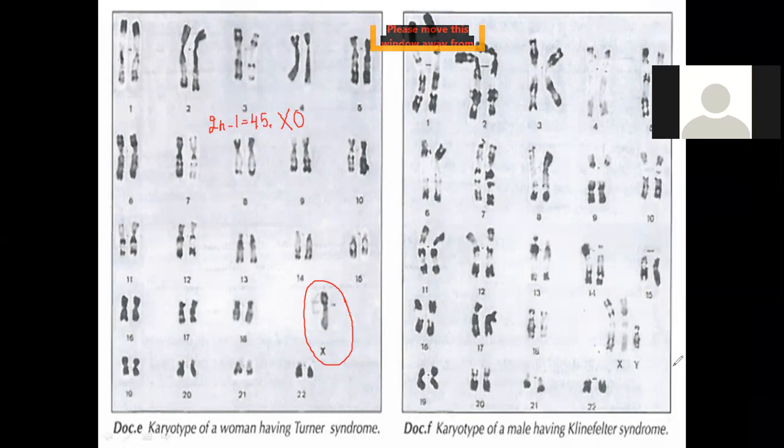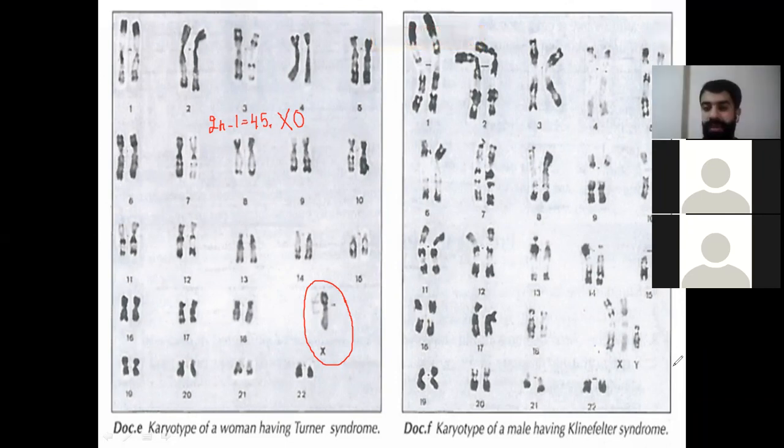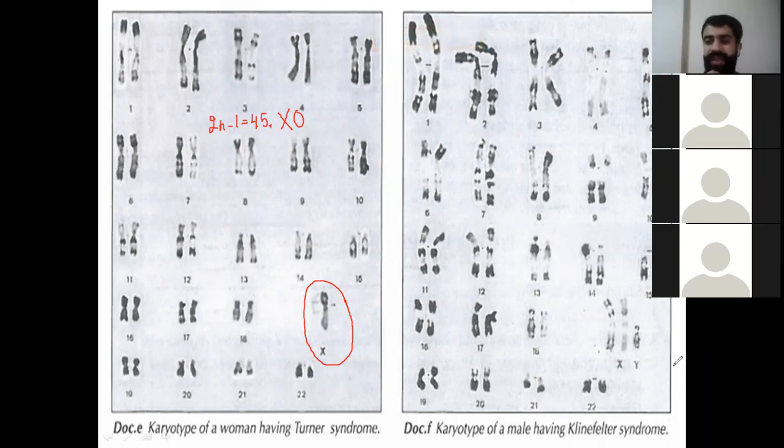Let's move now to Yusuf. What do you think, Yusuf? Document F shows a karyotype of a male having Klinefelter syndrome. So what do you think, Yusuf? What is the chromosomal formula?